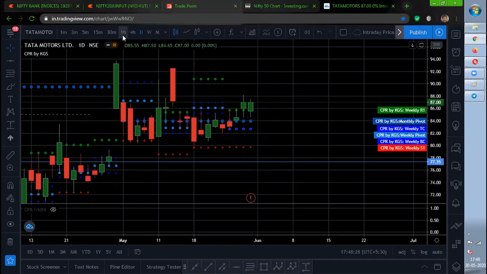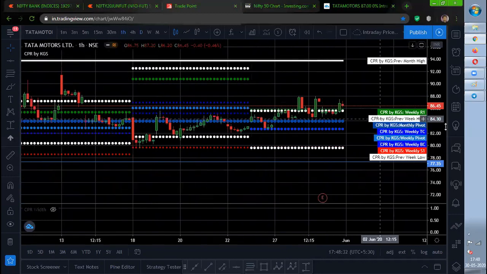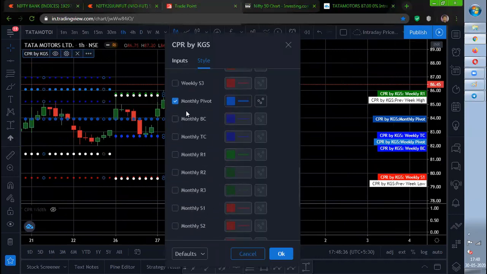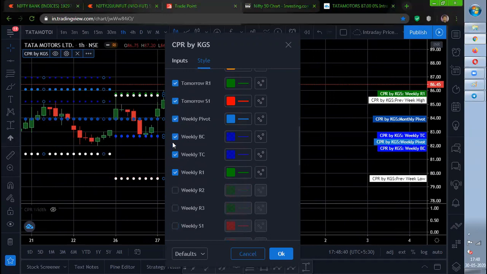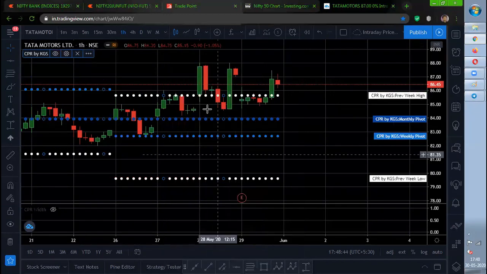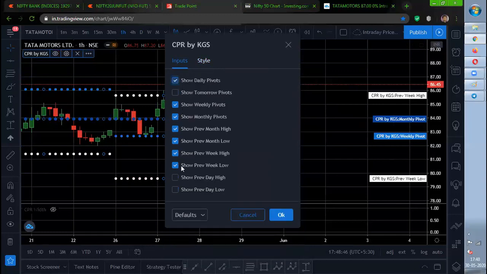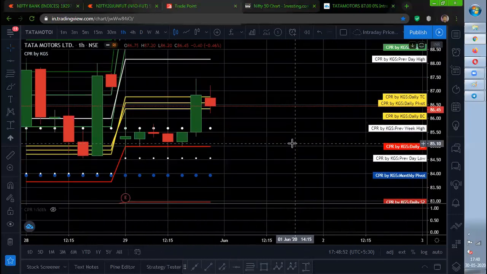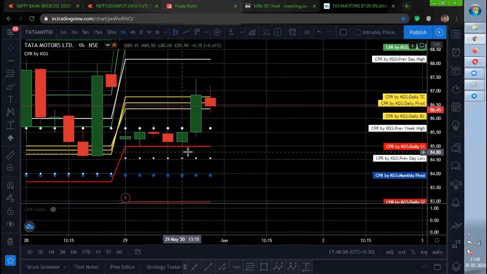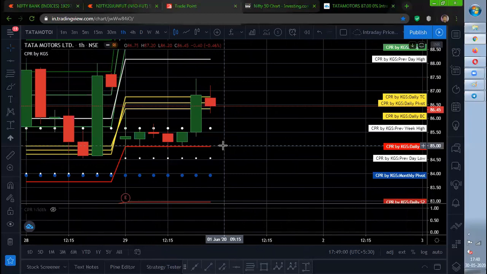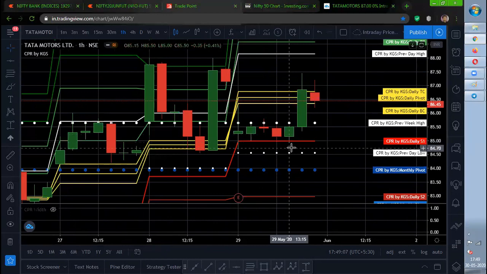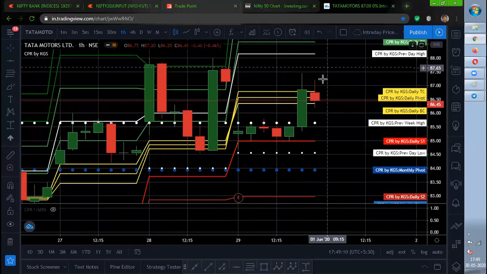Or you can shift to the 1 hour time frame and keep the same. Use the same CPR for daily and check where all it is taking support. For example, it has taken a support at S1. If we had already seen this, then we would have got a trade, and we would have got some good profit also.